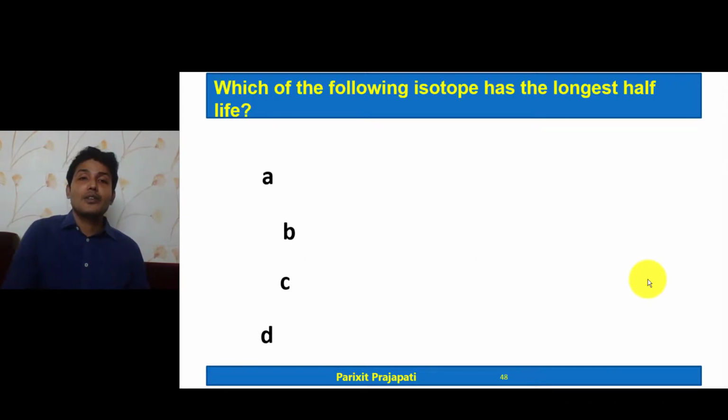Now let's have a question. Which of the following isotopes has the longest half-life?